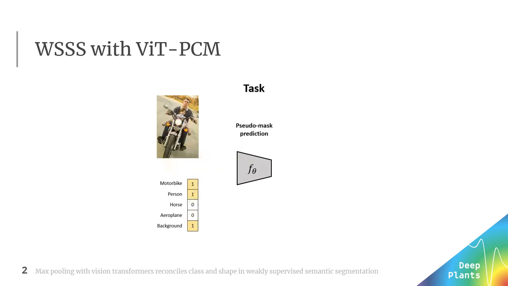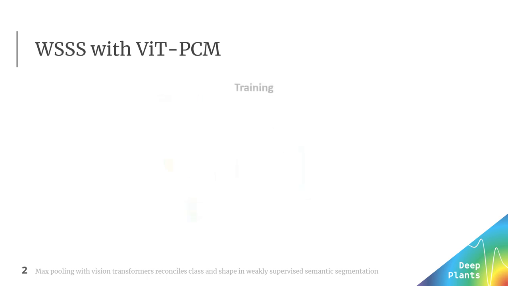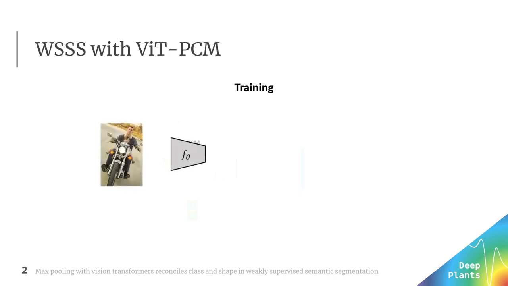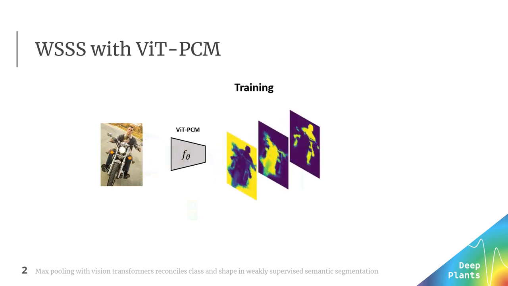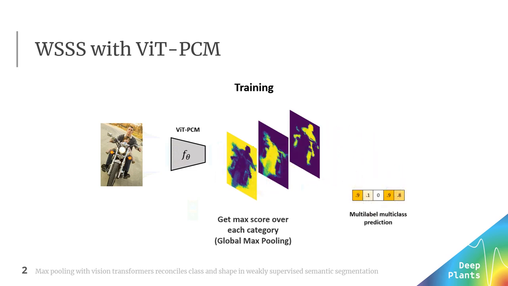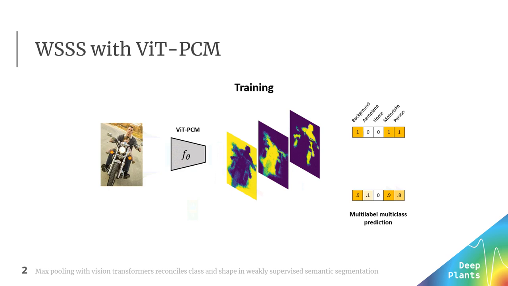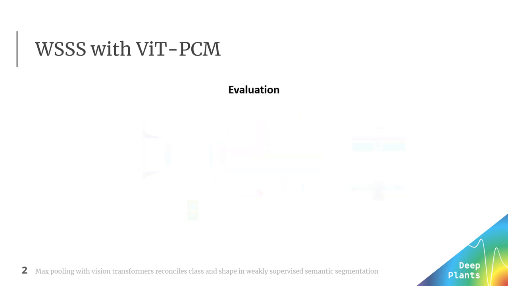We use class labels as they are the cheapest annotation possible. The method we propose is named ViT-PCM. At training time, we infer categorical distributions over the input pixels. We aggregate the predicted output using the global max pooling operator, which produces a multi-label prediction for the input image. We optimize the network's parameters, minimizing for each category K the binary cross-entropy error to the multi-label ground truth.